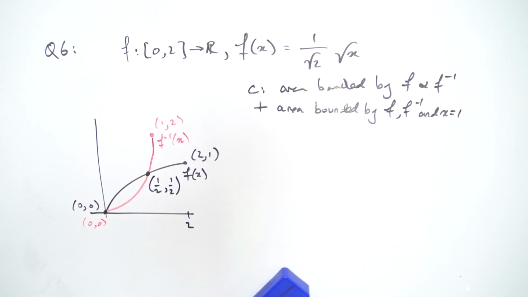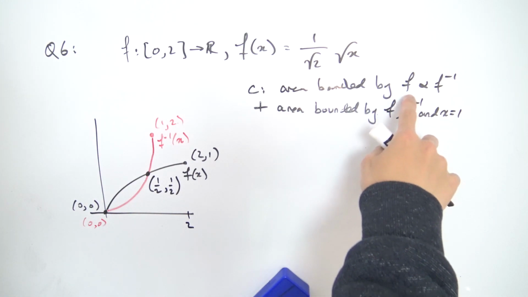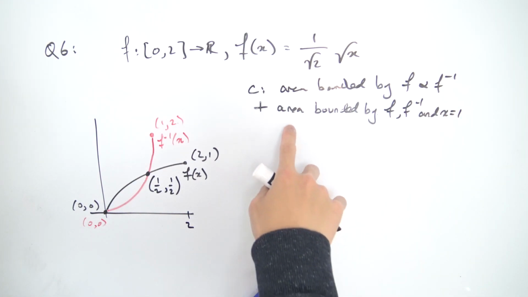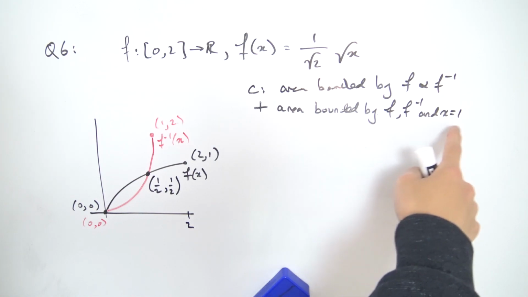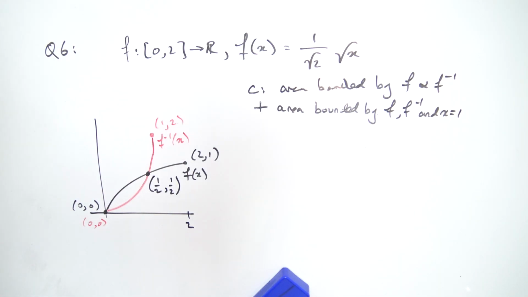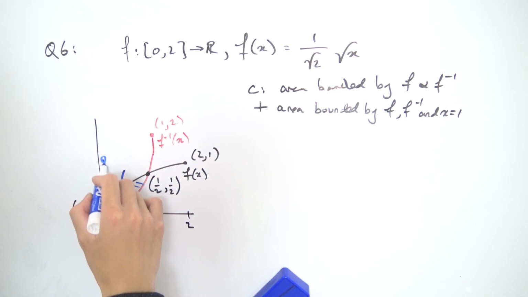For part C, we have to find the area, which is defined by the area bounded by f and f inverse, plus the area bounded by f inverse and the line x equals 1. And the way to do this is to draw this on your graph. You'll have a much easier time if you sketch things out a little bit. So first of all, the area bounded by f and f inverse is simply going to be this area in here. So we're going to label this area region 1.